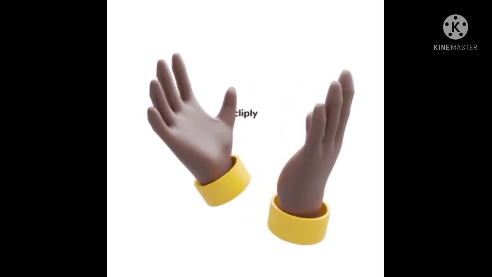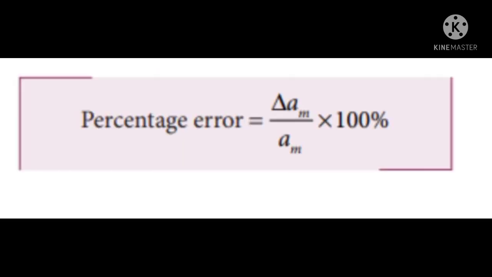The next question is, what is the formula for percentage error? Yes, your answer is correct. The answer is percentage error is equal to del AM by AM into 100%.